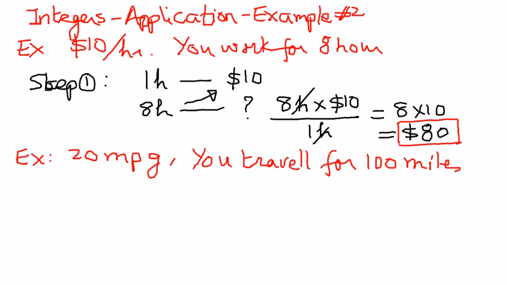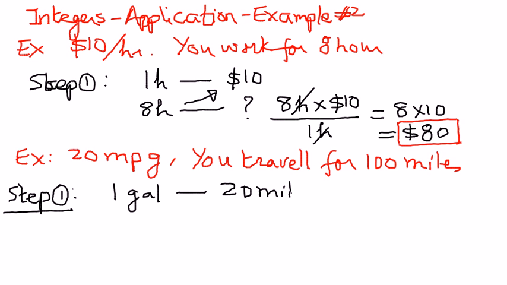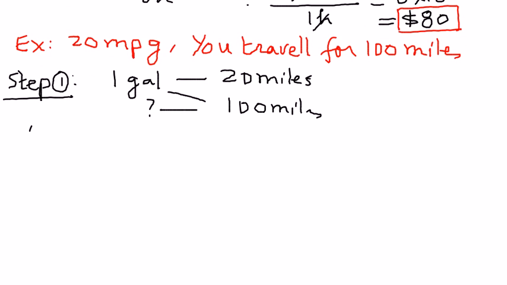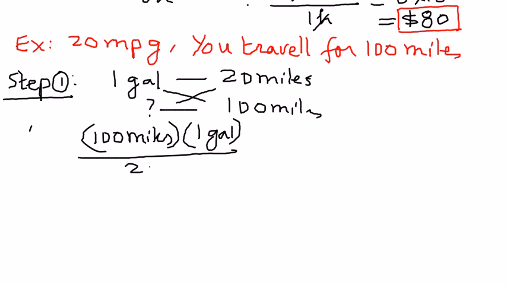So what do we do? Let us understand this problem first. For 1 gallon, your car is giving you 20 miles. To travel 100 miles, how many gallons of gas would you require? We're going to cross multiply like we did before. The way we can write it out is 100 miles times 1 gallon divided by 20 miles.